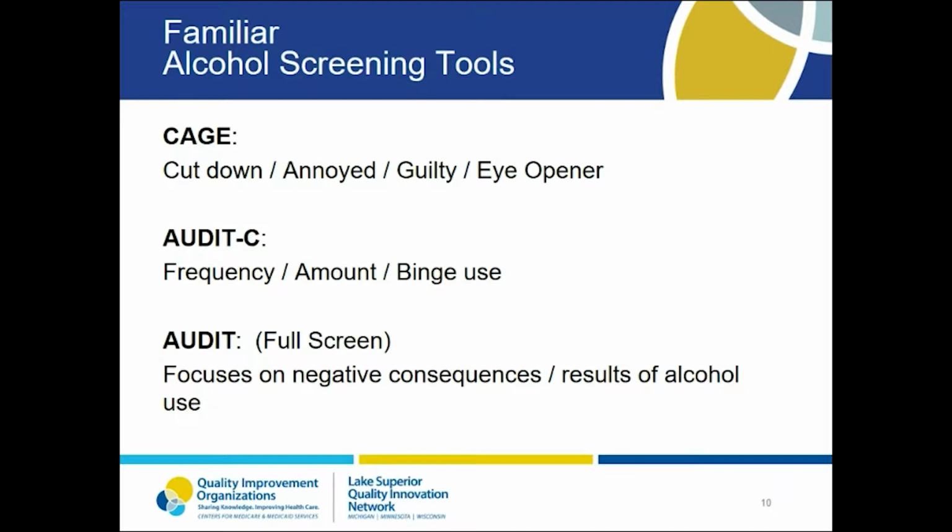Next, are the AUDIT-C and AUDIT, which have also been around for a long time. The AUDIT-C was derived from the AUDIT to act as a brief screen which could provide information regarding a patient's frequency of use, amount of use, and binge use. These criteria were then used to determine whether the patient's drinking could be causing them harm. The AUDIT full screen uses DSM criteria and the consequences of a patient's alcohol use to assess the harm they may be experiencing.